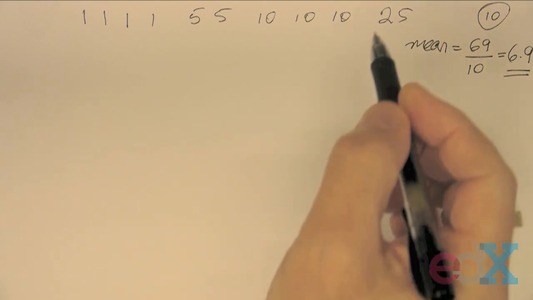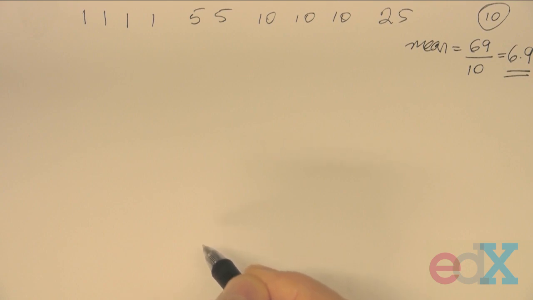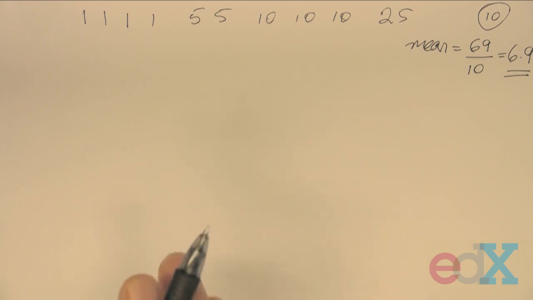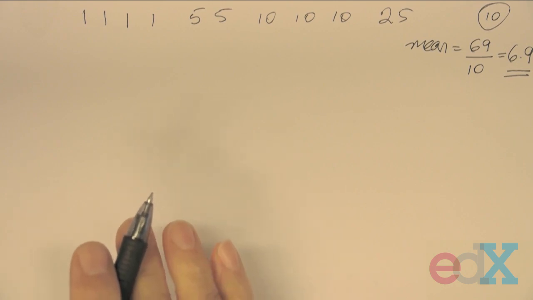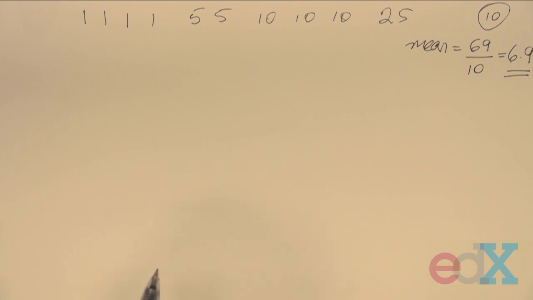Alternatively, I could count the other way. I could say 25 plus 10 plus 10 plus 10, etc., and hopefully I would get back to 69. I want you to think of another way of summing this. Can you spot something? What have I done here? I've made a number of these things equal to each other. So can we take advantage of that?